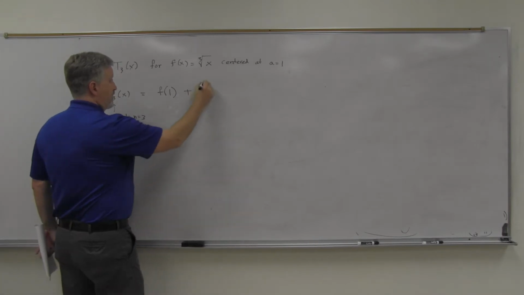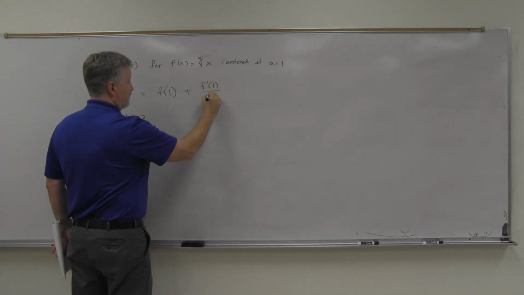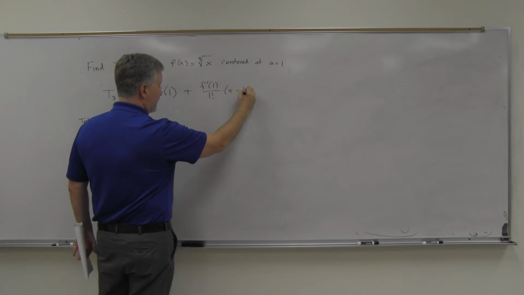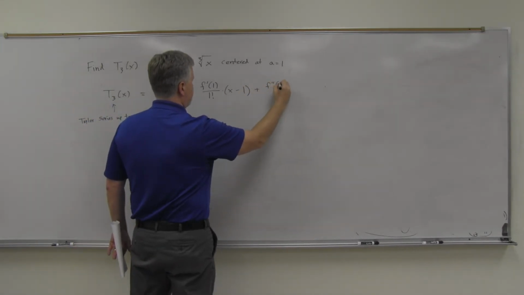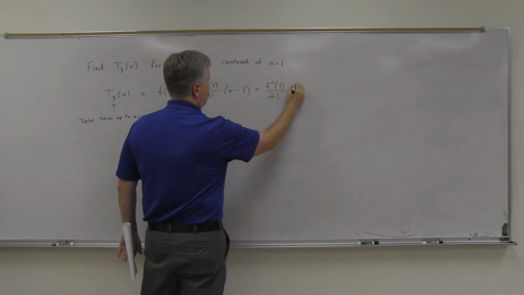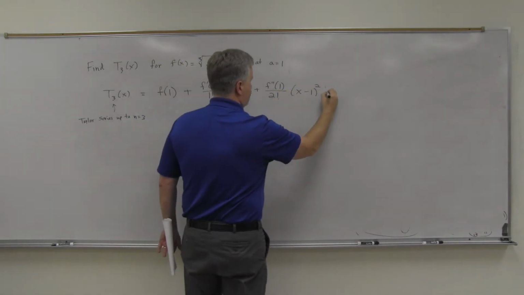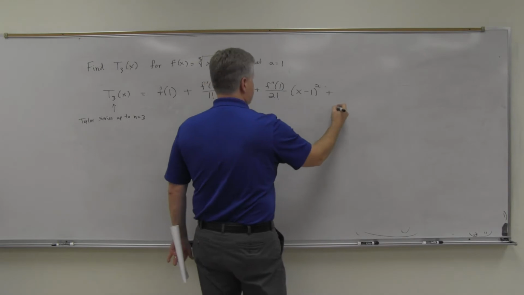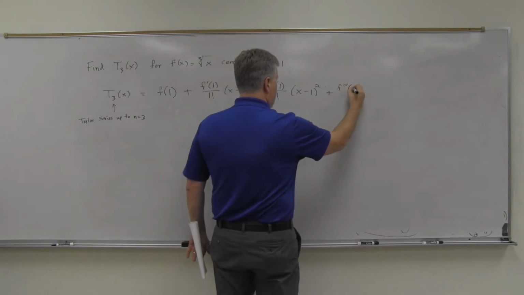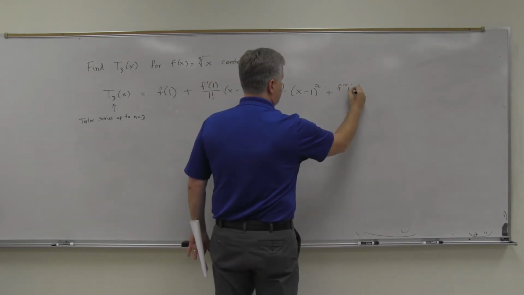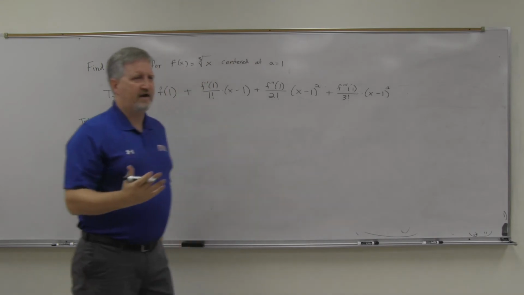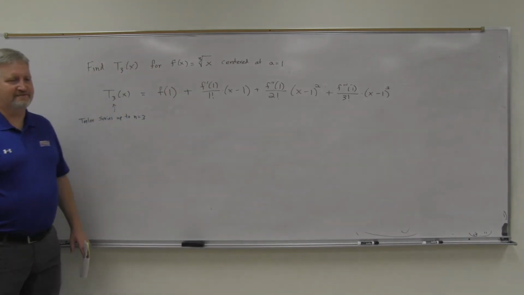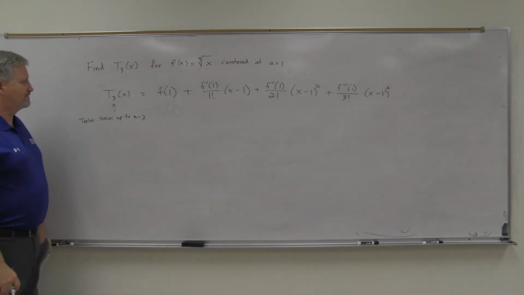Then I would do f prime at 1 divided by 1 factorial times x minus 1 to the 1, plus f second derivative at 1 divided by 2 factorial times x minus 1 squared. And then do it to n equals 3, so I would go to f third derivative at 1 over 3 factorial times x minus 1 cubed. So basically, we're just writing out terms instead of using the summation notation.